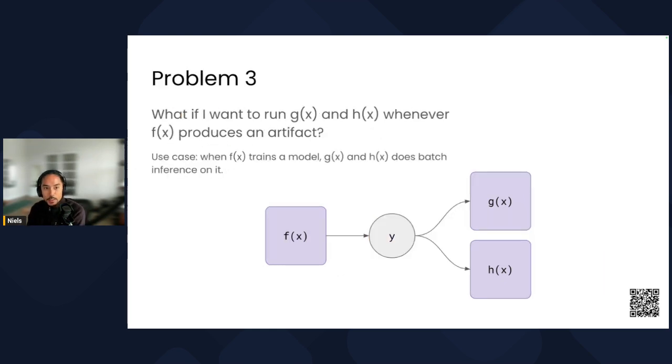Problem number three, what if I want to run G and H whenever F produces an artifact? So instead of manually running G and H whenever F runs, I want to just do it automatically, right? So whenever F trains a model, I just want to kick these things off.